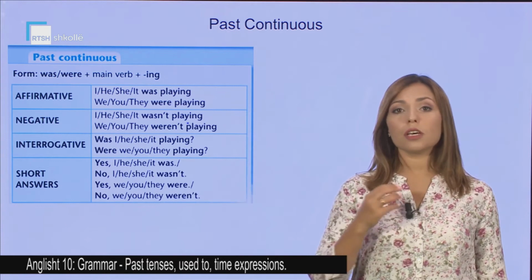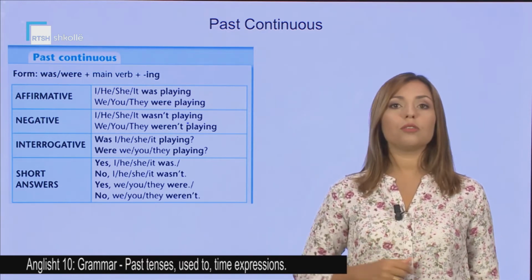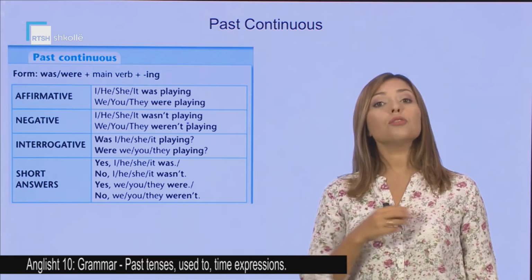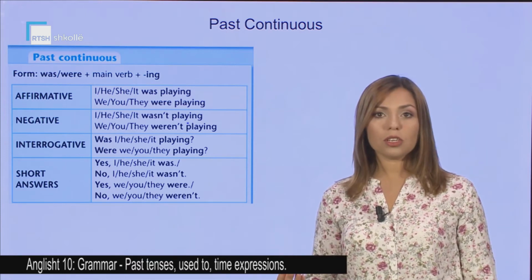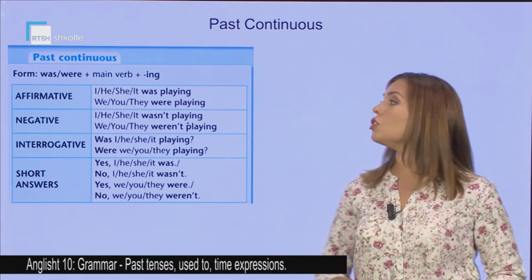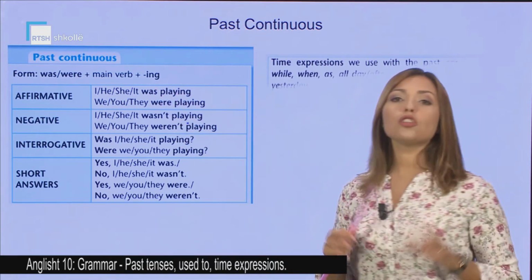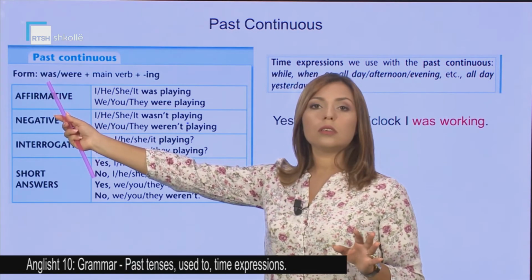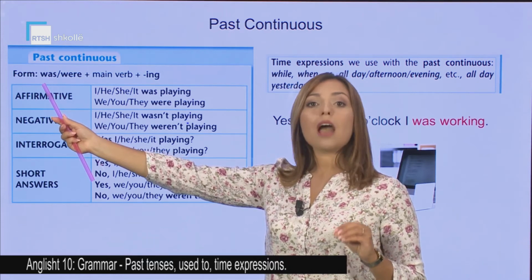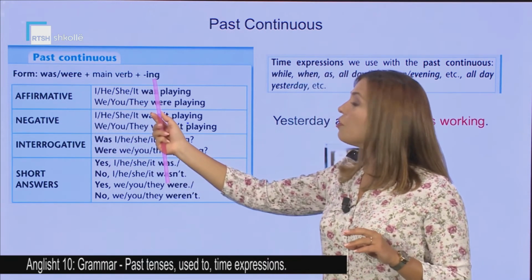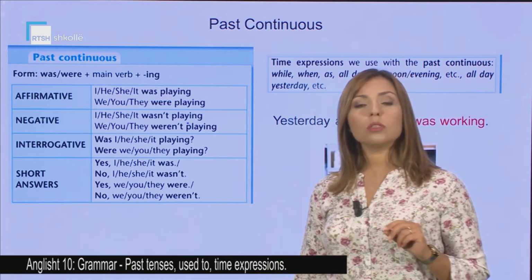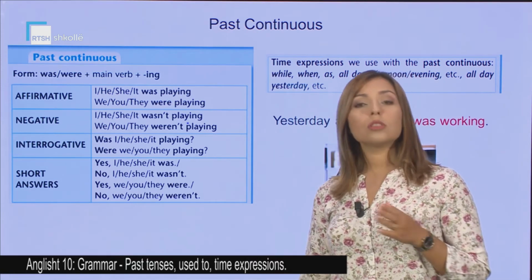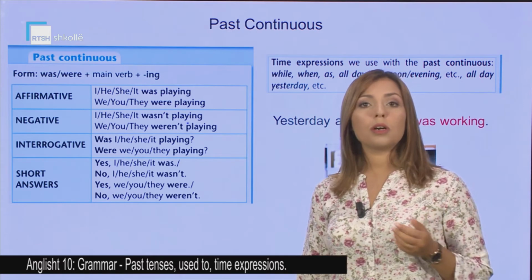Whenever you hear a continuous form, past continuous, present continuous, it means that the action continues, has a duration. And if it has a duration, it is always with an ing form. So, past continuous. I was. So, we have the verb to be in the past. I was, you were. And our verb in ing. I was playing. You were playing. He was playing. They were playing.